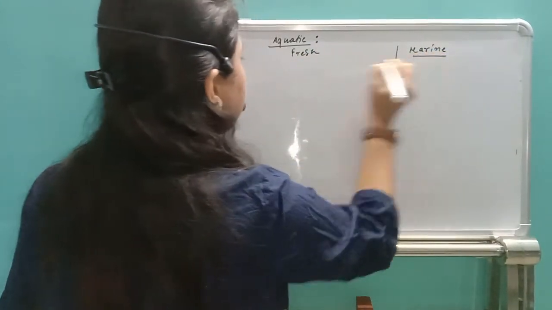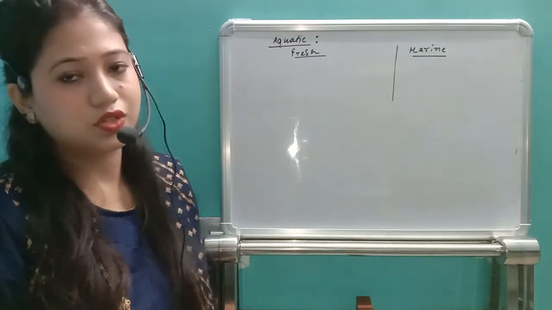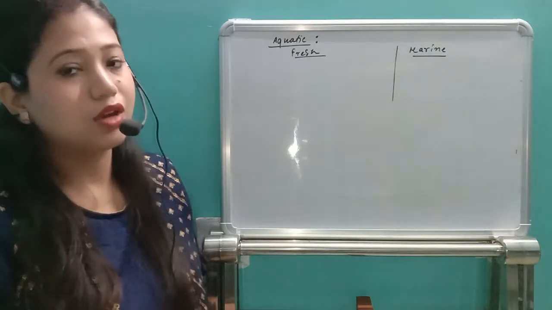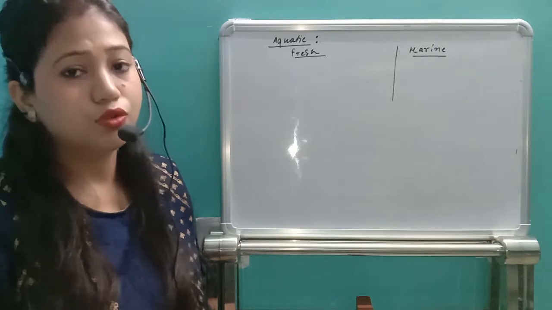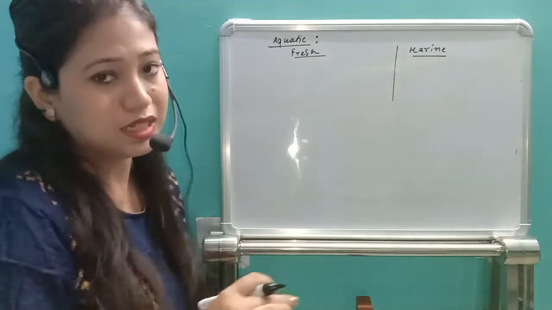One thing you need to know is that the waste product of freshwater fishes is ammonia, but marine fishes produce urea as the waste product. So what is the reason behind it? We will see in detail.